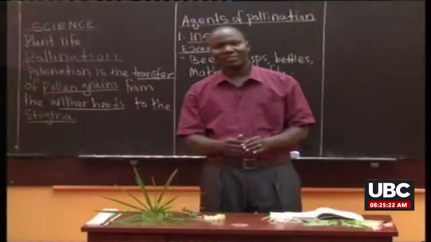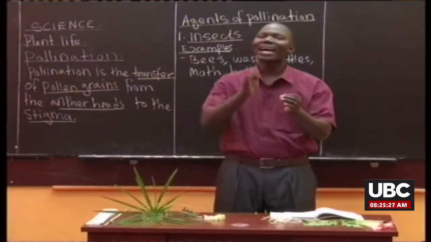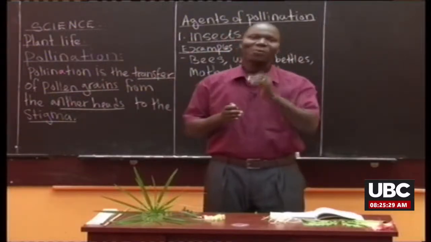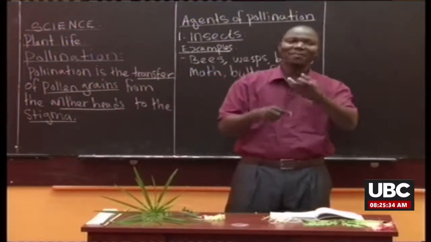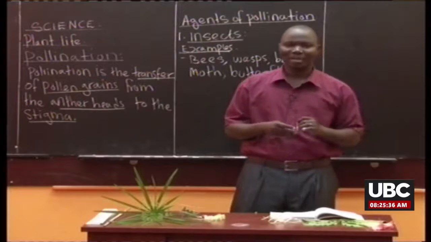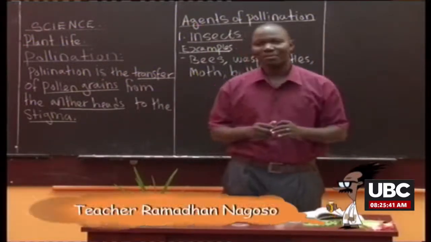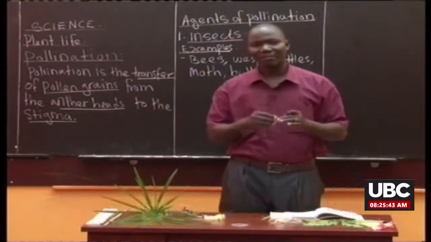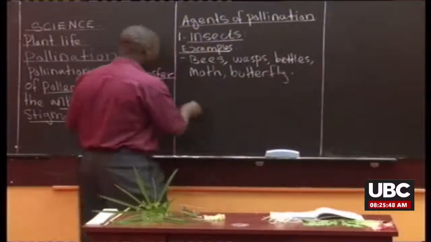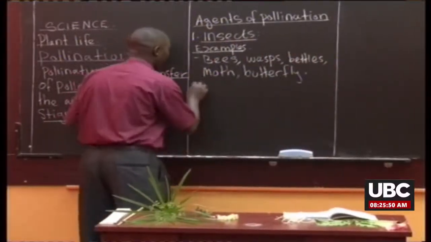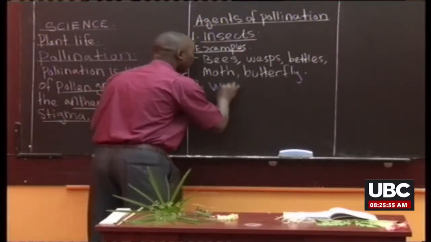Welcome back from that short break, children. I know when you went for the break, you were thinking of other very many insects which help to transfer the pollen from the anthers to the stigma. After looking at the insects, we look at another group of things that help us to do that. And this one is number two. Number two is going to be what we call wind.